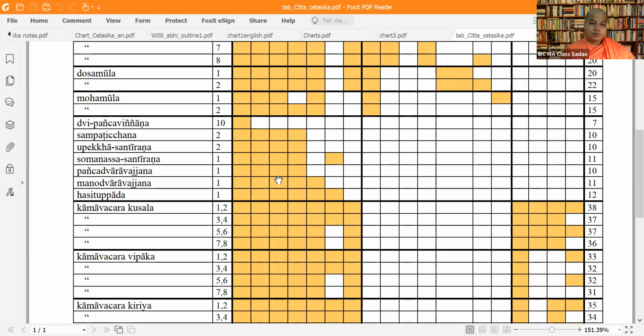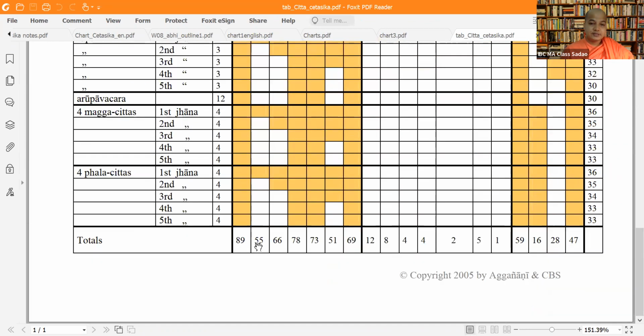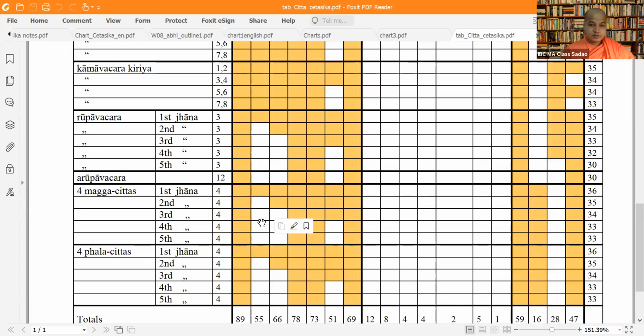Even when you talk about this, all these mental factors being present in different chittas in different numbers, 55 mental factors, 66 mental factors, they are all present, but there's a particular one, two, or a few of the mental factors that are very strong, that define the chitta.